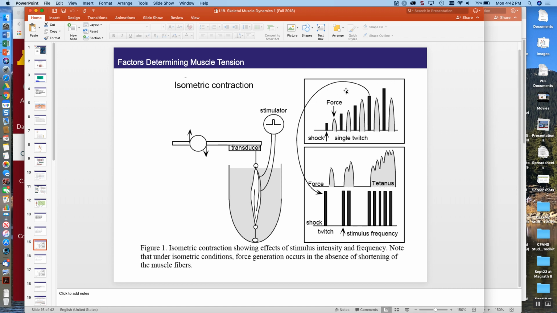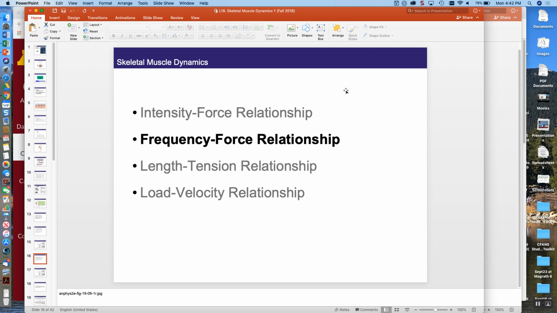So the top panel is the intensity force relationship. It's just saying that as you increase the intensity of that shock, you're recruiting more and more muscle fibers until you get to the point where you have a maximum stimulus intensity and you've recruited every single muscle fiber within that whole muscle.